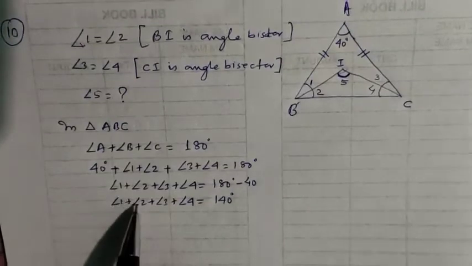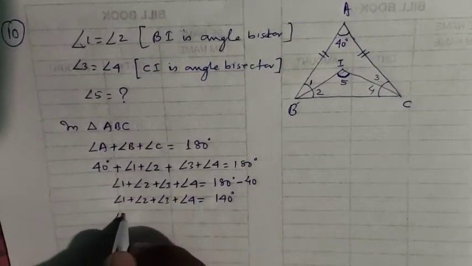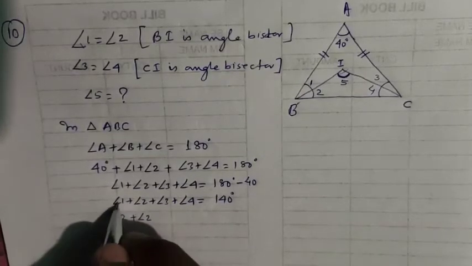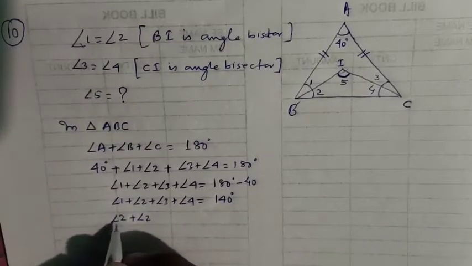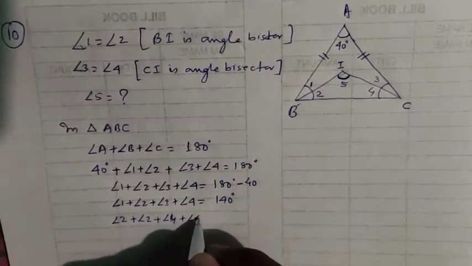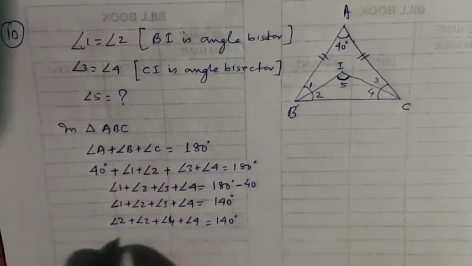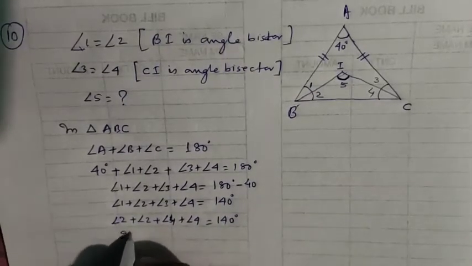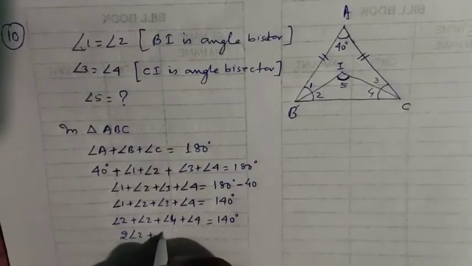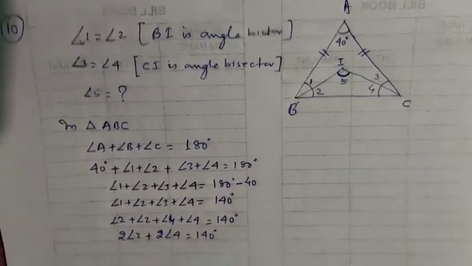Now these angle 1 and 2 will be replaced by one of the angles. We will write angle 2 plus angle 2. In place of angle 1 I have replaced it with angle 2. Here angle 4 plus angle 4. In place of angle 3 we have written angle 4. Now we can write 2 angle 2 plus 2 angle 4 is equal to 140 degree.